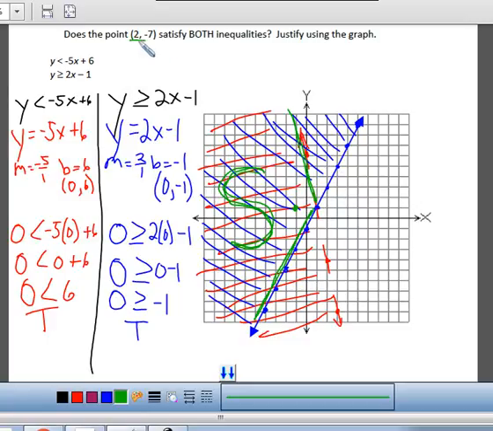So now let's check this question, 2, negative 7. So I find where 2, negative 7 is. 1, 2, 3, 4, 5, 6, 7. That's right here. Now some people might say, oh yeah, that's in the shaded part. Yeah, but you know what? It's only where the red is shaded. So this point is not a solution for both inequalities.